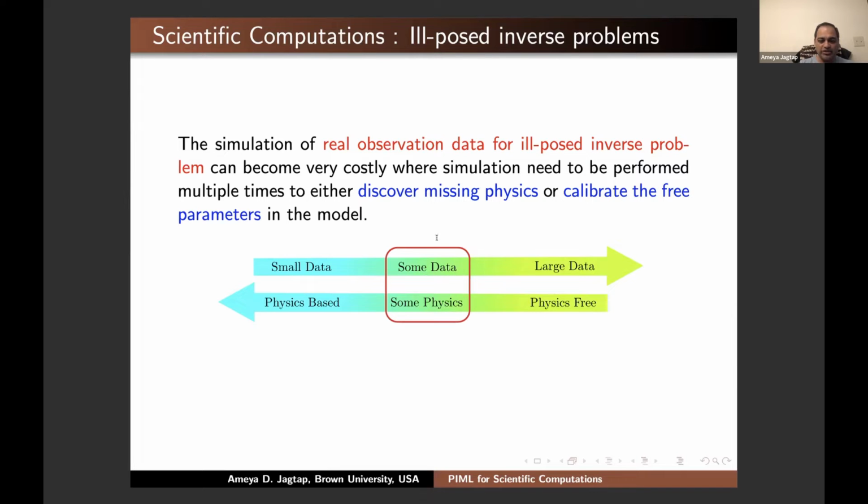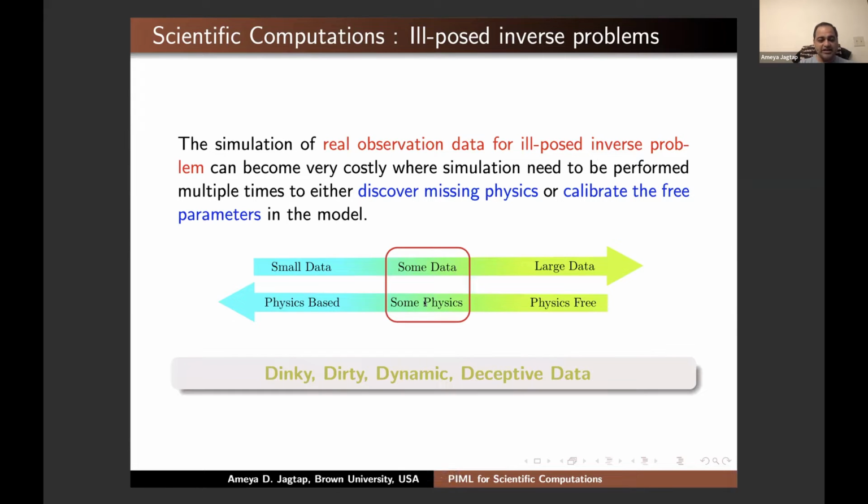Basically, I'm talking about this region here, where we have some data available, not necessarily on the boundary or at the initial condition. At the same time, we also know some physics. Maybe we may not know the exact physical laws, but part of them. On top of that, the given data could be dinky, dirty, dynamic, or even deceptive. In this scenario, this is a highly ill-posed problem, and the traditional methods do suffer. Physics-informed machine learning can play a bigger role for such problems.